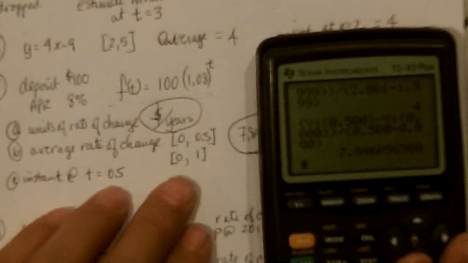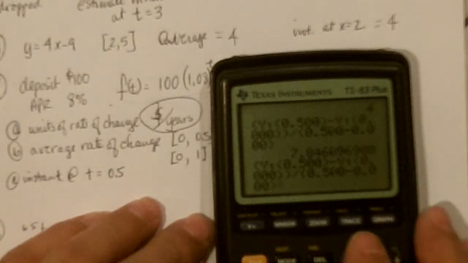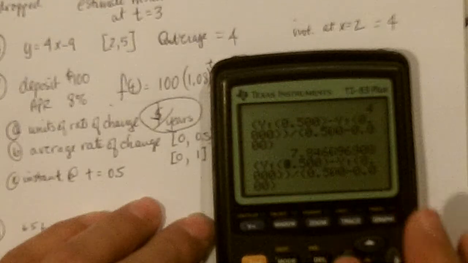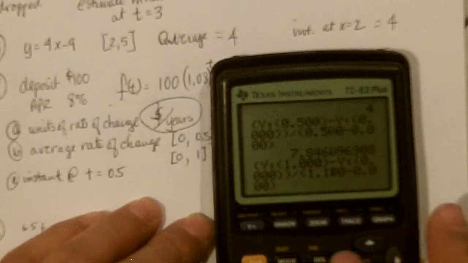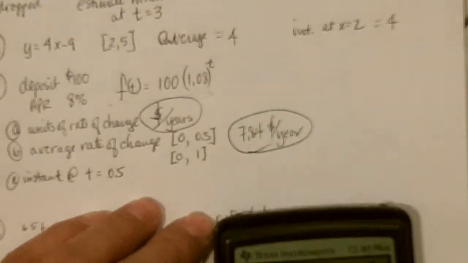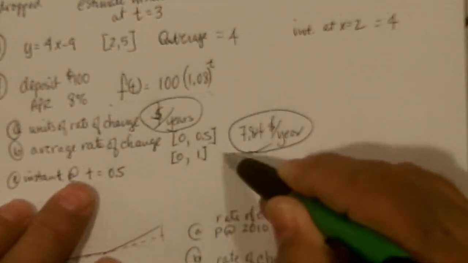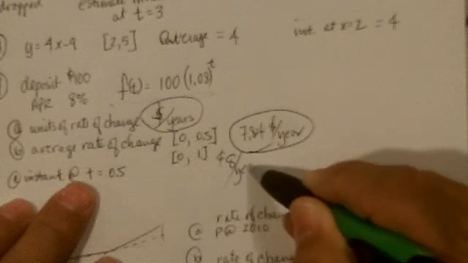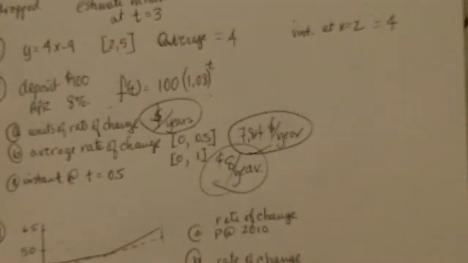Okay. Then I'm supposed to do it between 0 and 1. So bring the equation back, and now I'm going to do, my big number is 1.000 and 1.000. Enter. Still doing slope, and I get the average rate of change from 0 to 1 is $8 per year, which is exactly the interest rate, 8% of $100.